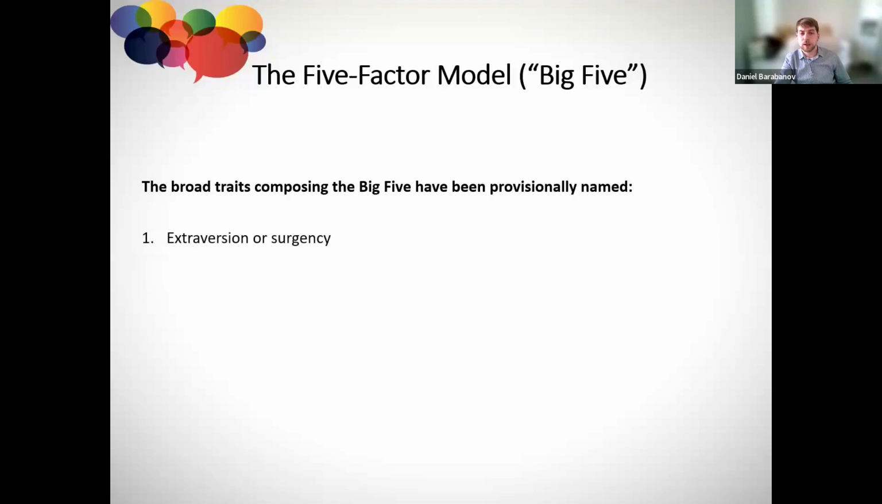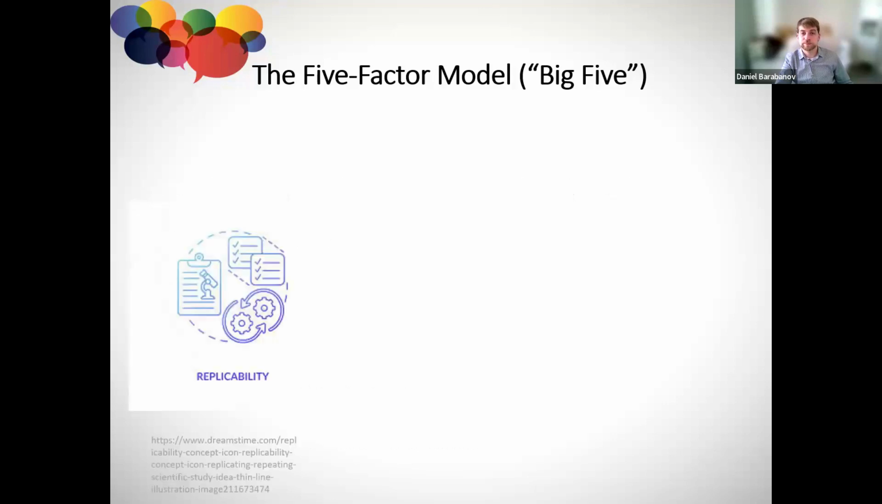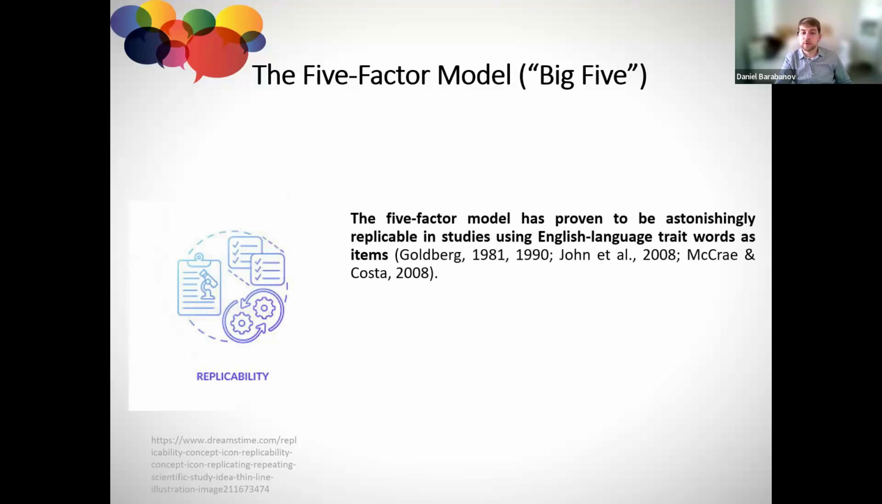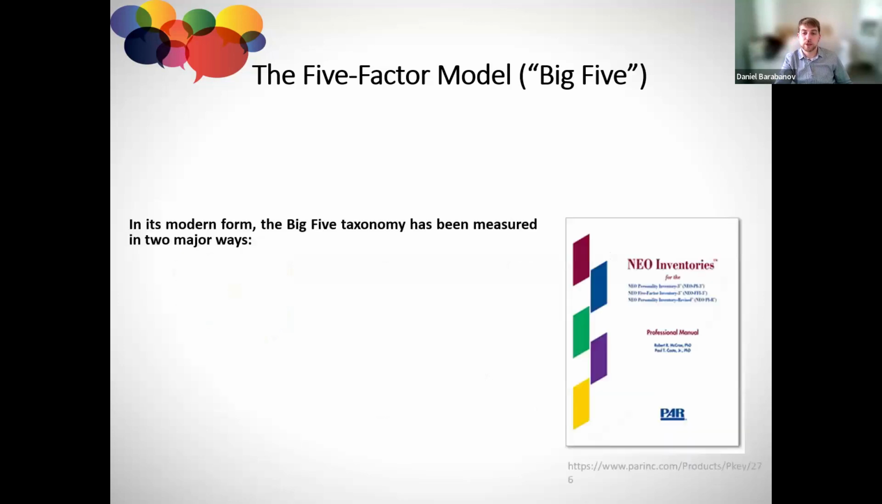So, talking about those 5 factors: extroversion or surgency, agreeableness, conscientiousness, neuroticism, or the opposite, emotional stability, and openness to new experience. The 5-factor model has been proven by a huge number of publications, and this model was replicated in every decade since it was created. So probably they grasped some core personality traits in this classification.